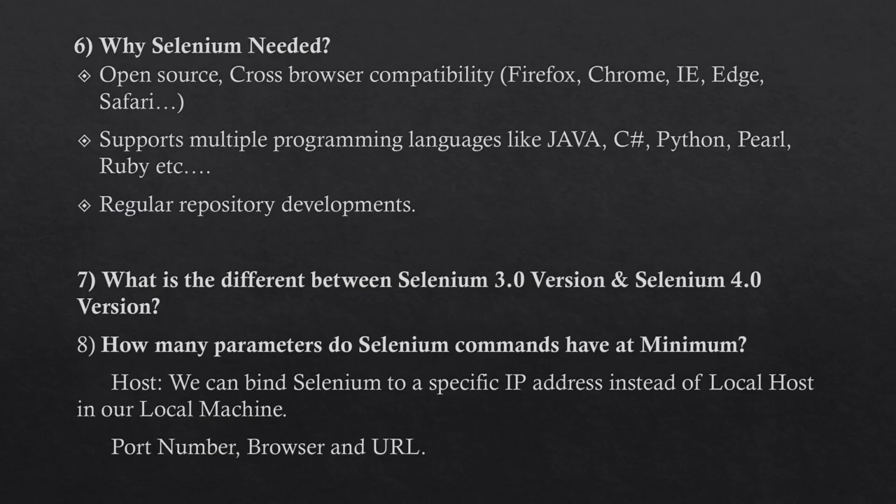Next, going to the sixth question: why is Selenium needed exactly? With the help of Selenium, first of all it is an open source tool, and we can execute or test all our scripts across different browsers, which is called cross browser compatibility. Selenium supports multiple programming languages like Java, C Sharp, Python, Perl, Ruby, etc. And we can also make repositories where we can update all our code. That's the reason why many companies and projects are still using Selenium. It is a highly demanded tool nowadays as well.